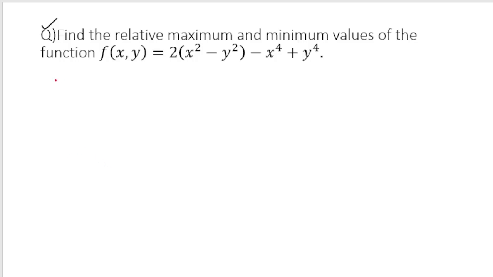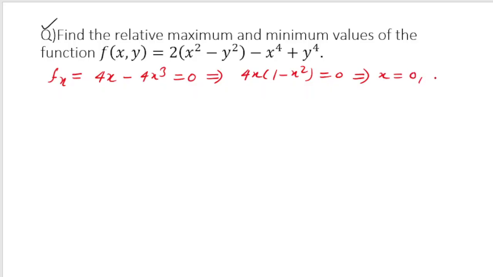So what are the steps? A step is first find f of x. So if I find f of x, 2x square will give me 4x, 2y square and all will give me 0, and now I will write directly, that is 4x minus 4x cube is equal to 0. So if I simplify, I can take 4x common and I will get 1 minus x square is equal to 0. And we have just x here, so we can solve it. X is equal to 0, 1 and minus 1.